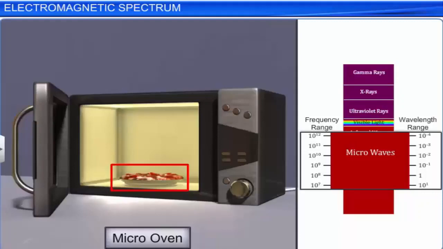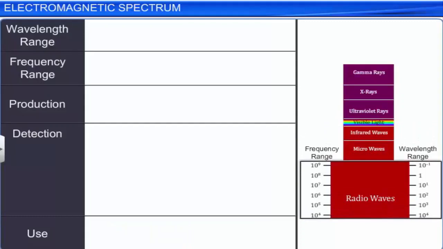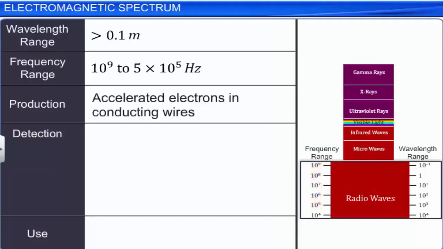Finally, we shall discuss radio waves. Wavelength of radio waves is greater than 0.1 meter. The frequency is in the range of 10^9 Hz to 5 × 10^5 Hz. Radio waves are produced by accelerated electrons in conducting wires. Radio waves can be detected by receiver aerials. These waves are used in radio, television broadcasting, and communication systems.